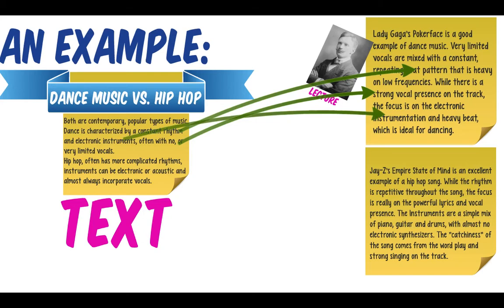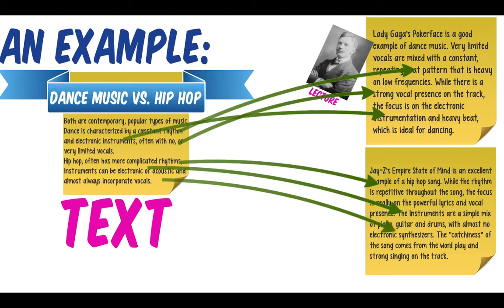And also, electronic instruments are used according to the text. And in the lecture, we see that this song is almost entirely created from electronic instruments. Okay, then in the other example, we have hip hop, and it's a little bit different. It's more complicated rhythms. And here they say, this rhythm is not that complicated, but this is still a hip-hop song because the focus is really on the vocals. Oh, I'm sorry, the instrumentation is very simple because it's just piano and guitar and drums. We're not using electronic instruments. And this is a hip-hop song because the vocals are really the central point of the song and the thing that people are really interested in.